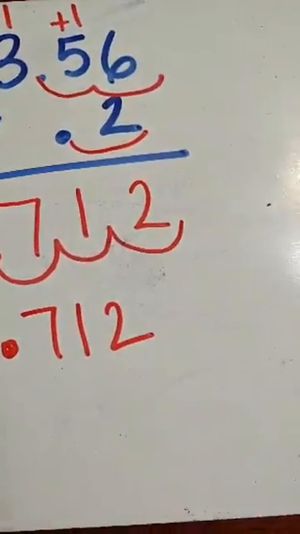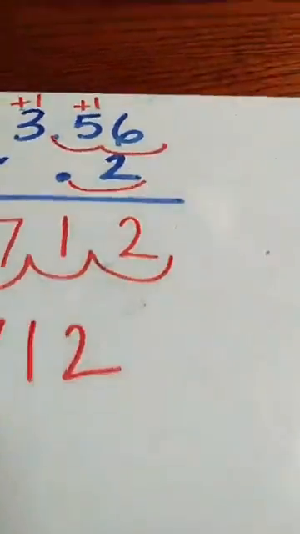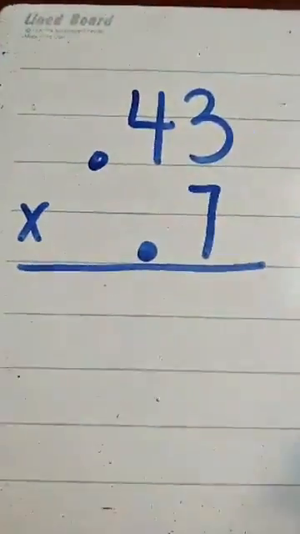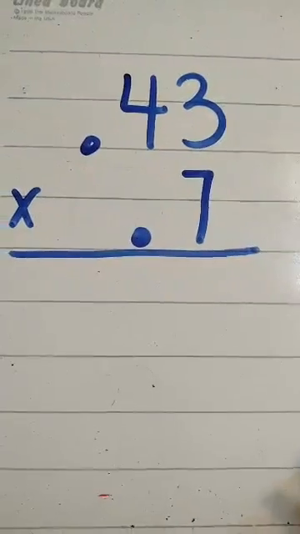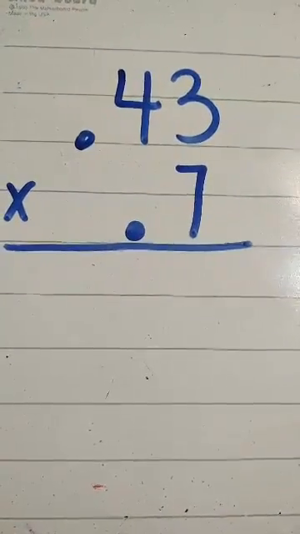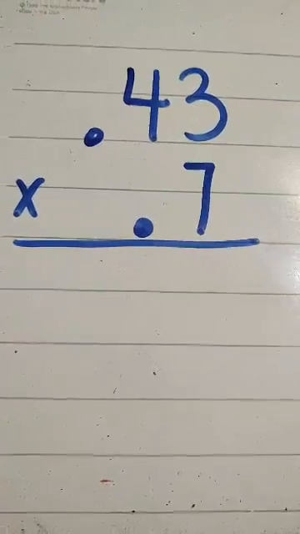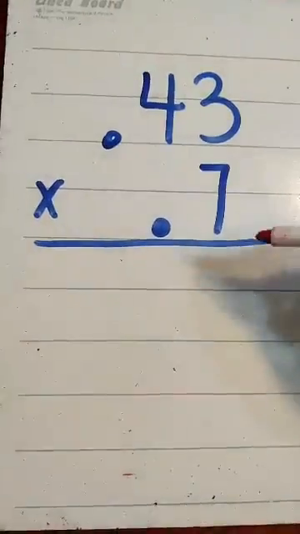Okay, let's not try that one. Let's save that one for last. Let's try this one. Okay, remember, what are we going to do? Are we going to think about the decimals right now? You're right, we're not. Okay, let's just multiply.